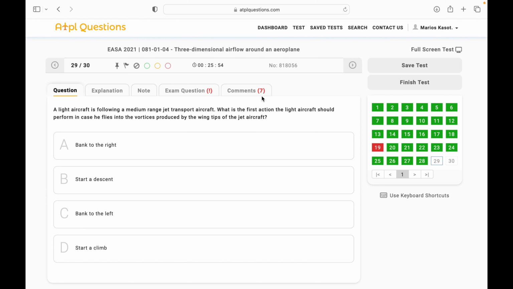A light aircraft is following a medium range jet transport aircraft. What is the first action the light aircraft should perform in case it flies into the vortices produced by the wingtips of the jet aircraft? Bank to the right, start a descent, bank to the left, or start a climb. The wingtip vortices have a downward component and expand up to about 1000 feet below the aircraft. So the only logical answer is to start a climb so as to avoid them. Correct.